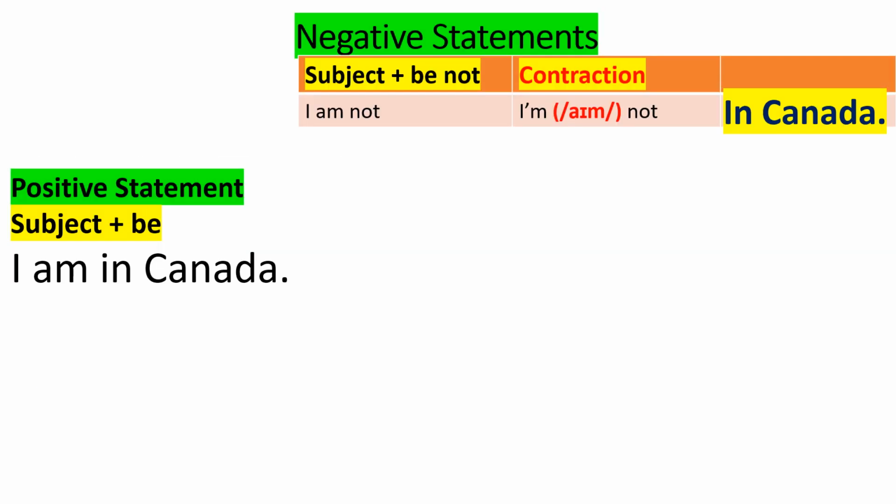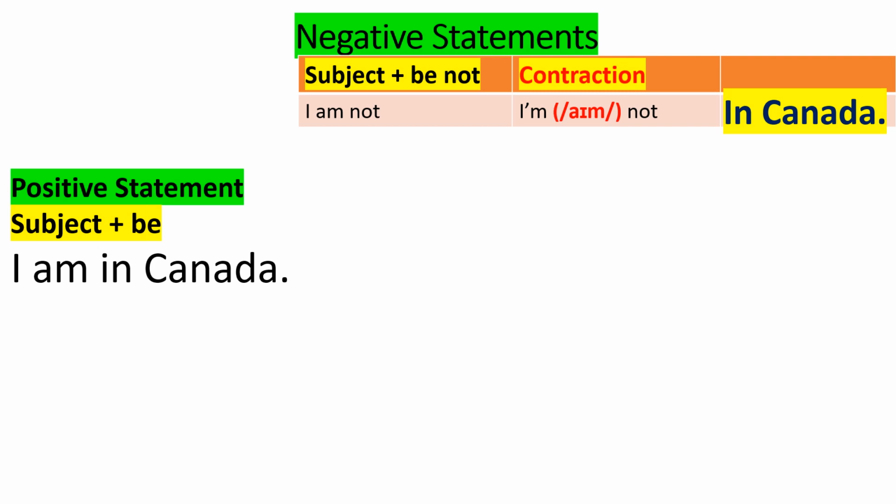As I told you in the previous lesson, in positive statements, the formula is subject plus be. I am in Canada. I is the subject and am is the present form of be. To turn it into a negative statement, we will add not next to am. So the formula is subject plus be not. I am not. Am is the present form of be here. So I am not in Canada.